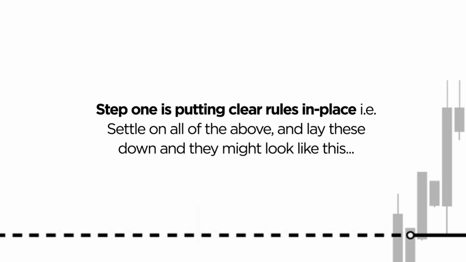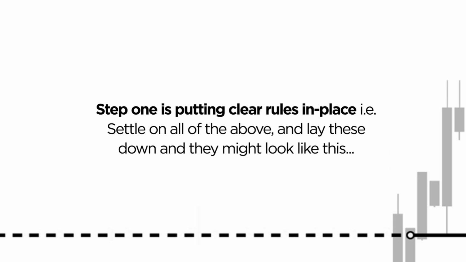So step 1 is putting clear rules in place, if you're going to make it mechanical, that is how I do myself. And what I mean by this is settling on all of the above and laying these down. And that might look like this. So buy euro-dollar at 9 AM on a Monday with a 10 pip stop and a 40 pip target, and only execute if we're above the 200-day moving average on a 4-hour chart.